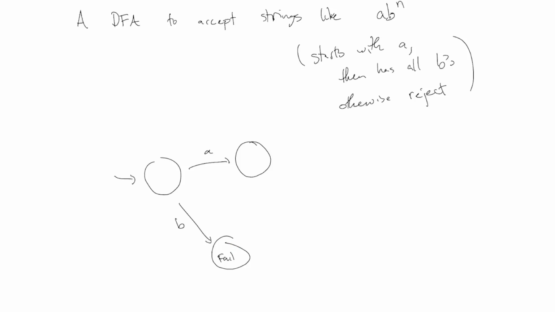Yeah? Just going back into it. Yeah, I'm going to put both the A and the B as a looped arrow like this. That will make it, like I said, a permanent failure state.